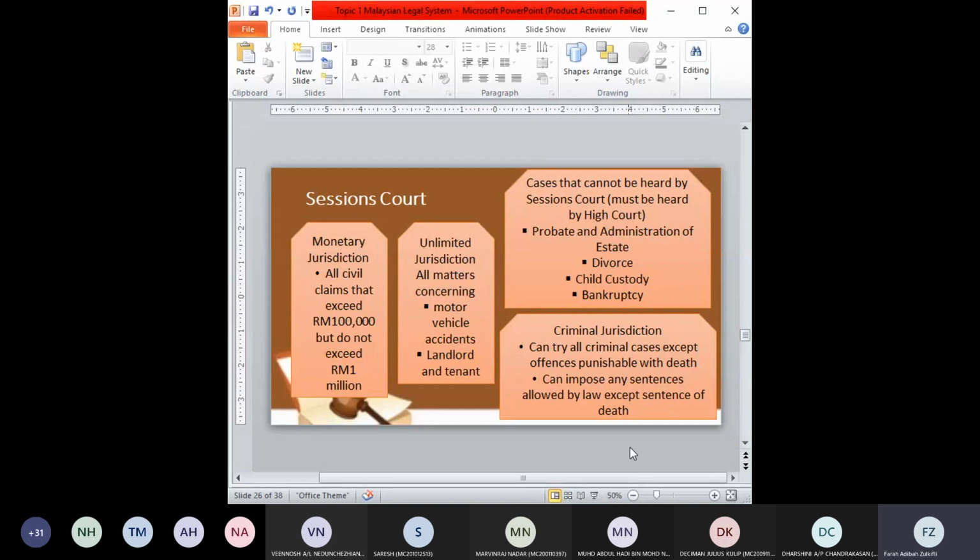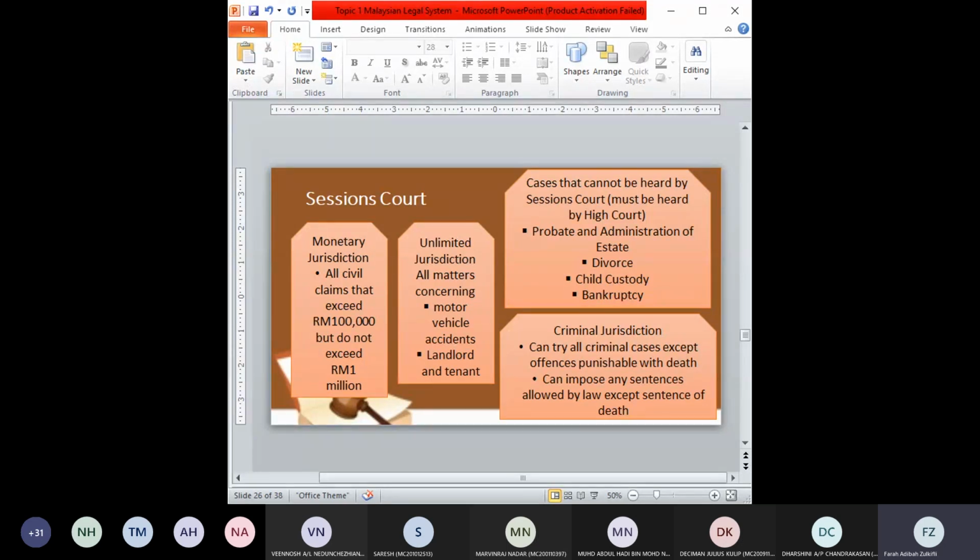For the Sessions Court, first we look at criminal jurisdiction. The Sessions Court can hear all criminal cases except offences punishable with death. So if the case is not punishable with death, it can be heard by the Sessions Court. They can also impose any sentence allowed by the law except the sentence of death. So the criminal jurisdiction of the Sessions Court is quite huge. Murder they cannot hear, but causing death can be heard by the Sessions Court.